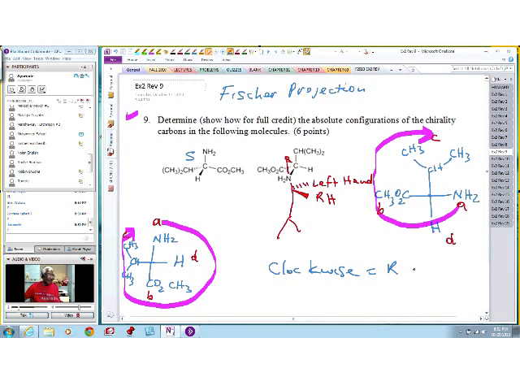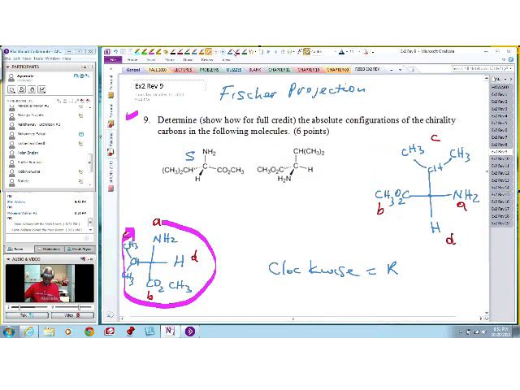Okay, do we need to make a switch? No, we don't need to switch because the group of lowest priority, D, in this case hydrogen, is going away from us. It's in the vertical position of a Fischer projection. Keep in mind those groups or atoms in the vertical position of a Fischer projection are assumed to be going away from us, okay? So therefore, it remains R.